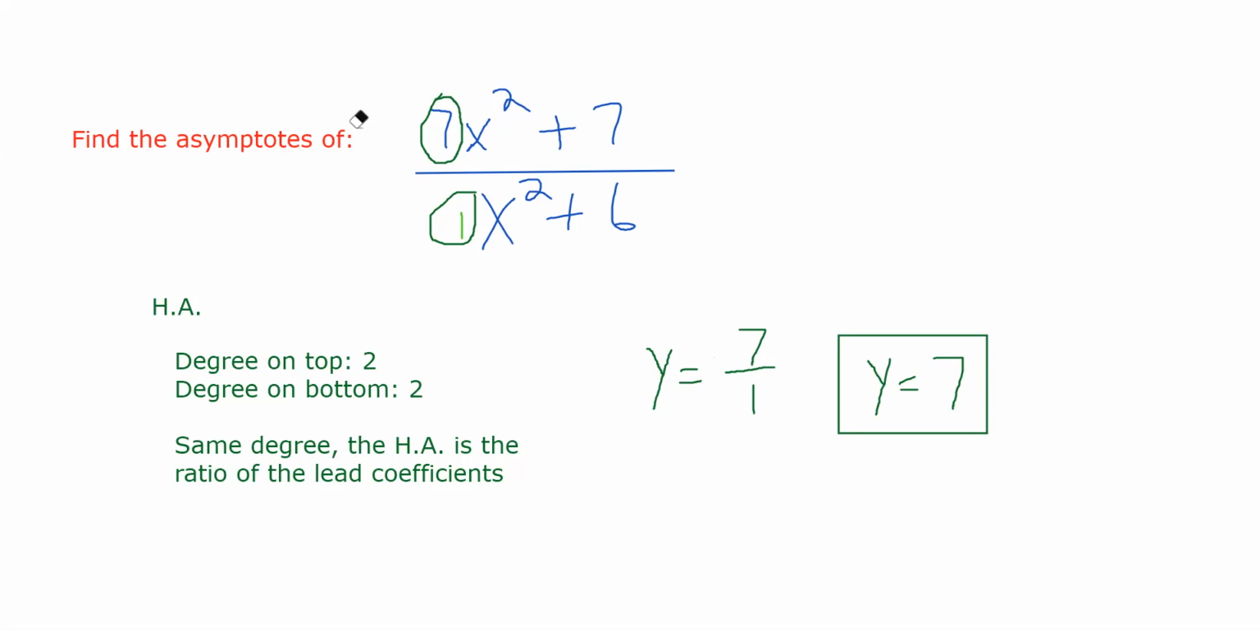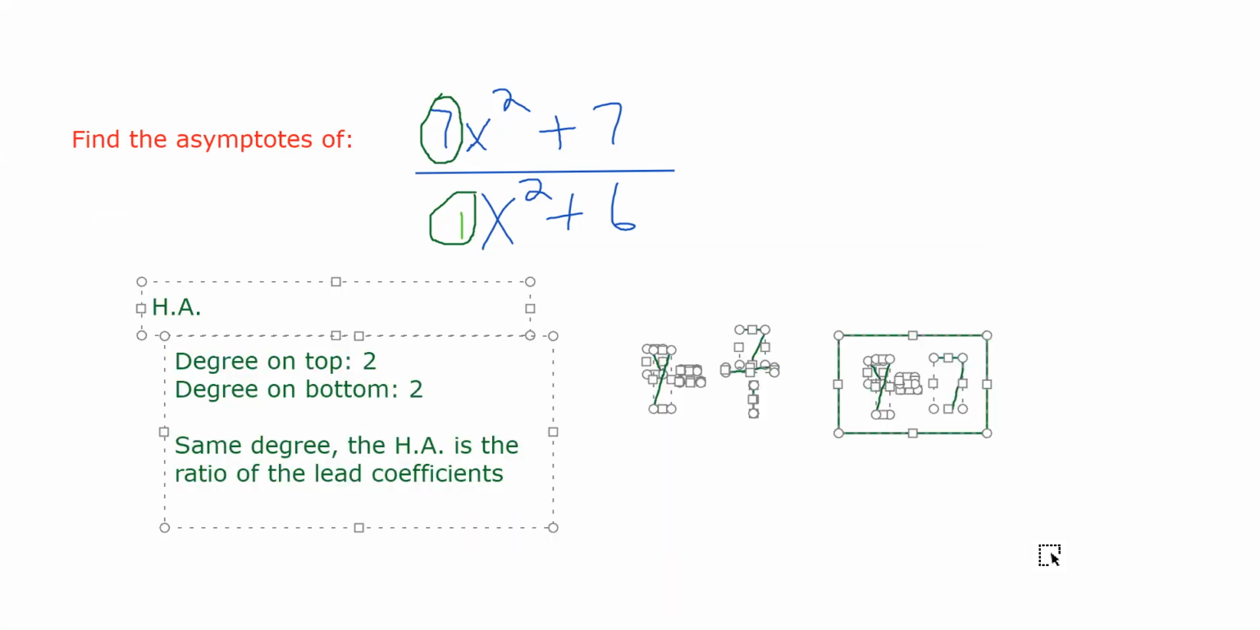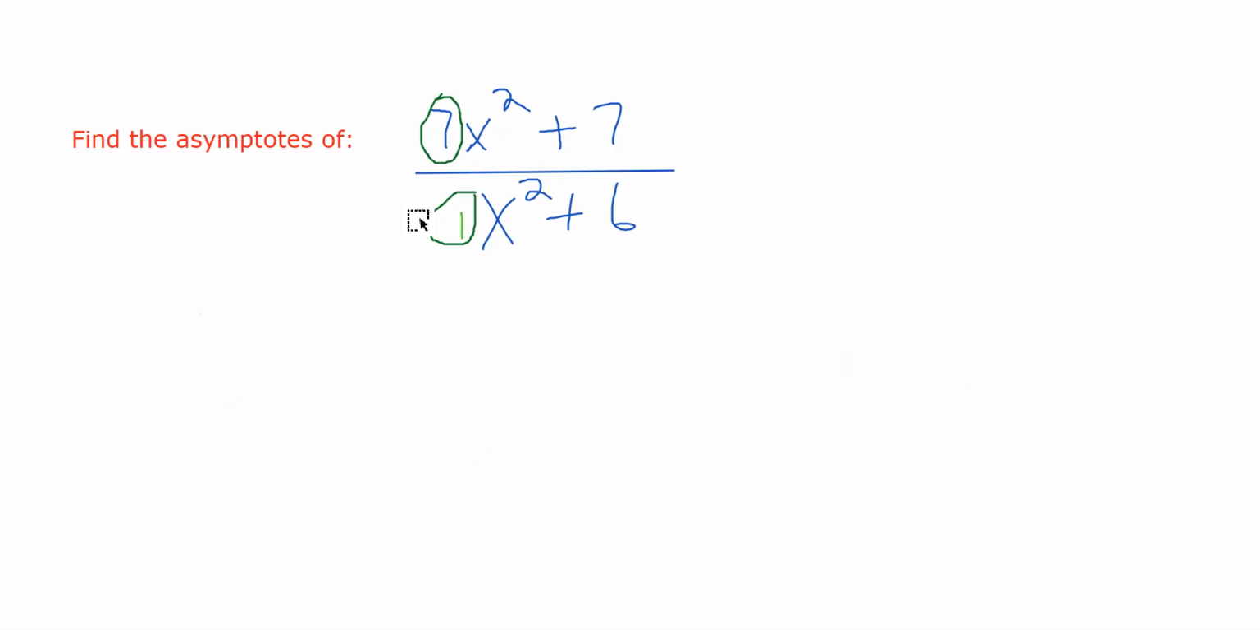So no vertical asymptote. We've got one horizontal asymptote. Finally, oblique asymptote. There won't be an oblique asymptote here because that only occurs when the degree on top is exactly 1 larger than the degree on bottom. So we've done it. There's only one asymptote to this rational equation. It's a horizontal asymptote, the line y equals 7.